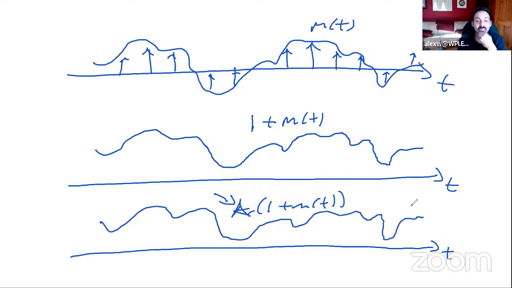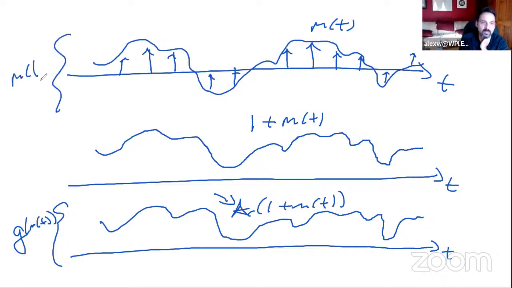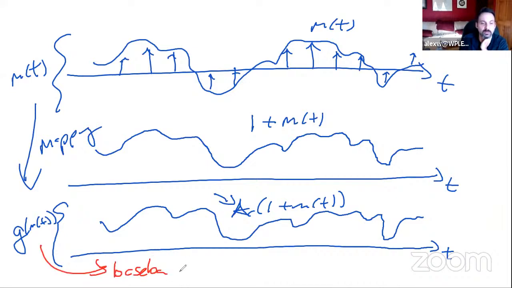Okay, so now I got this. Cool beans. So now that is, this here is my g of m of t. Here was just my m of t. So that's that mapping process I was talking about. And this here is my baseband function, my baseband signal. And that's what I want to modulate.